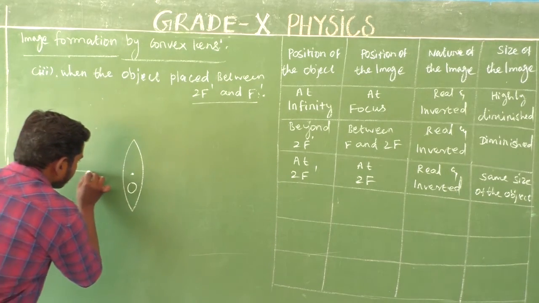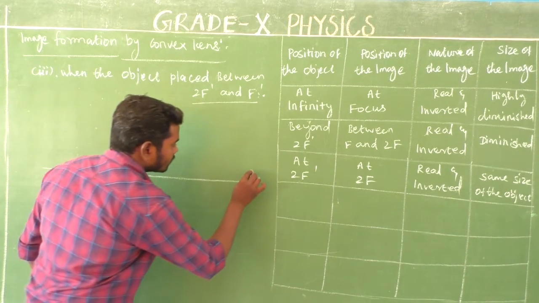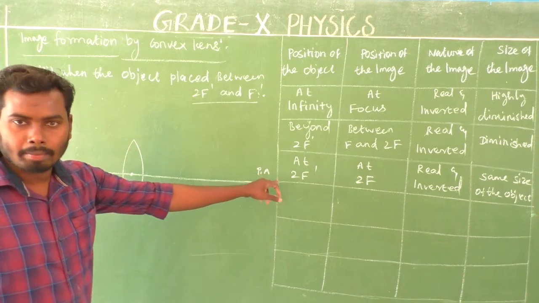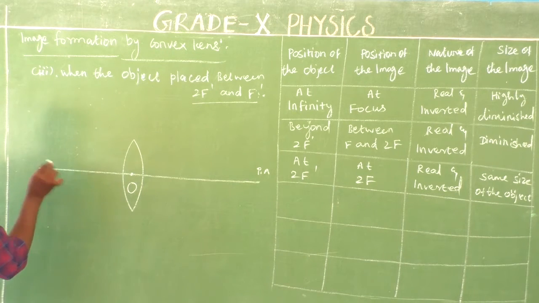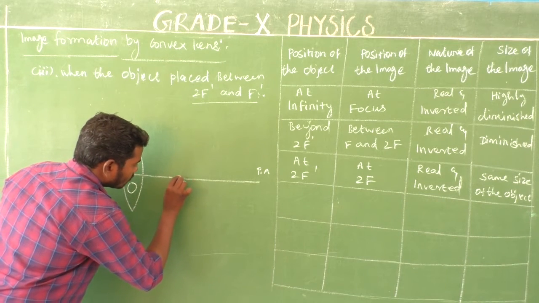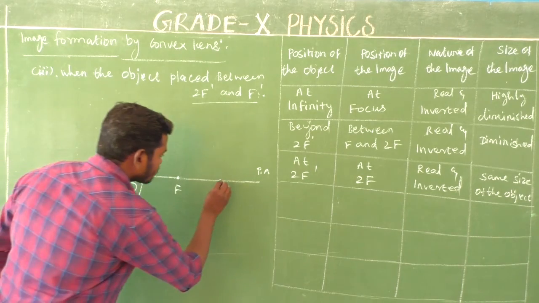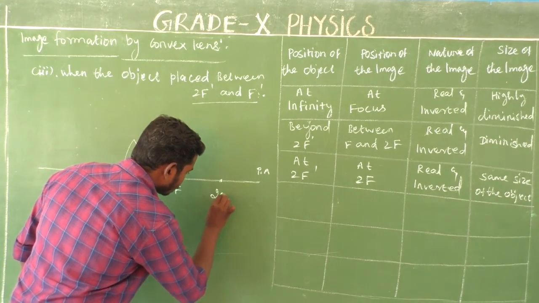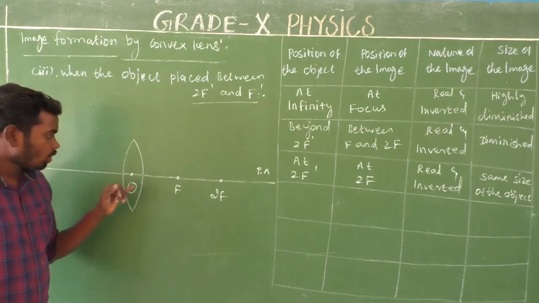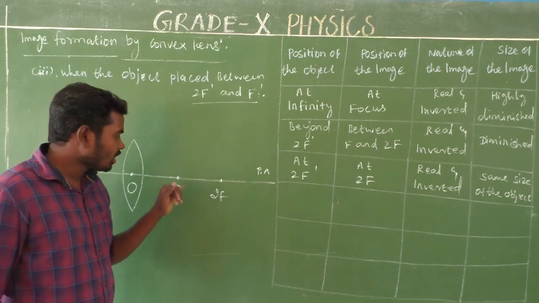Yes. Okay. This is principal axis. Shortly I have mentioned PA, principal axis. Is that clear? Yes. Then this is focus. So this is first focus of convex lens. Next one, this is twice of its focal length. Is it clear? So the distance between O and F will be equal to the distance between F and 2F.